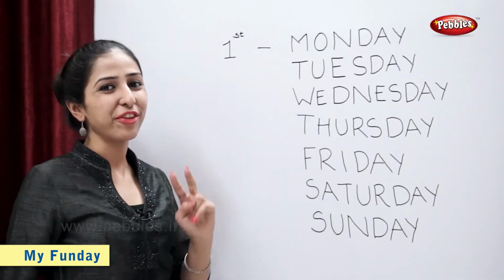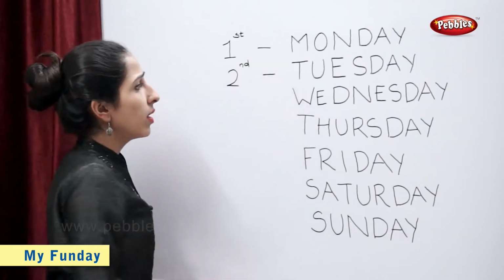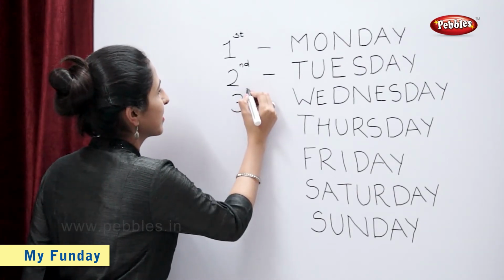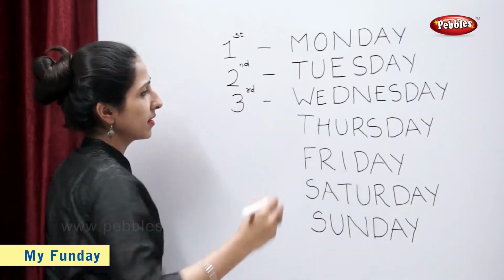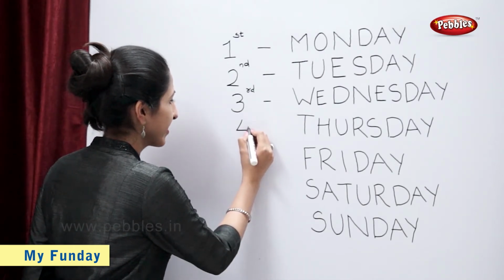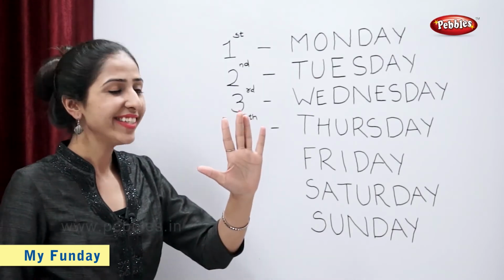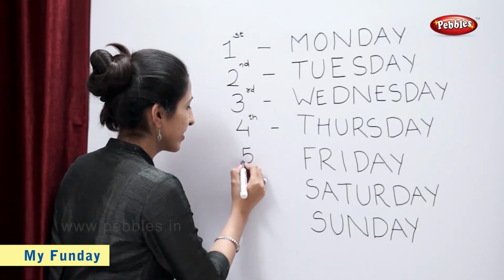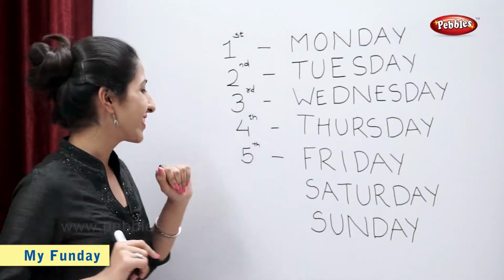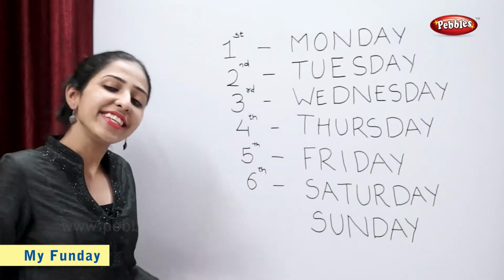Tuesday is the second day of the week. Wednesday is the third day of the week. Thursday is the fourth day of the week. Friday is the fifth day. Saturday is the sixth day of the week. And Sunday is the seventh day of the week.